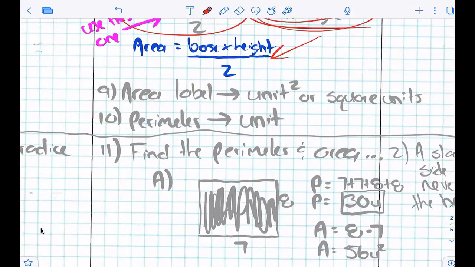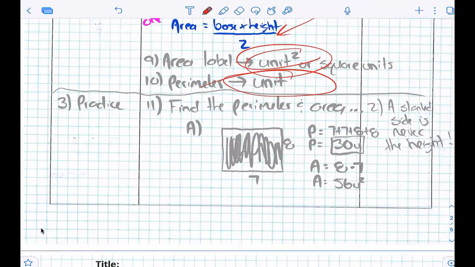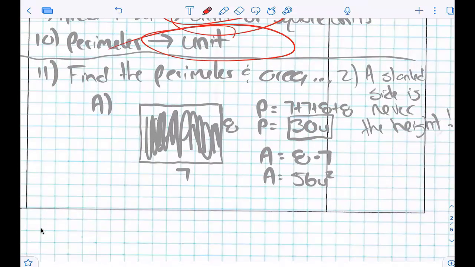When you're doing a label for area, you use square units. If it's centimeters, it would be square centimeters. And then the unit or the measurement for perimeter is just a basic unit, right? Okay, cool.